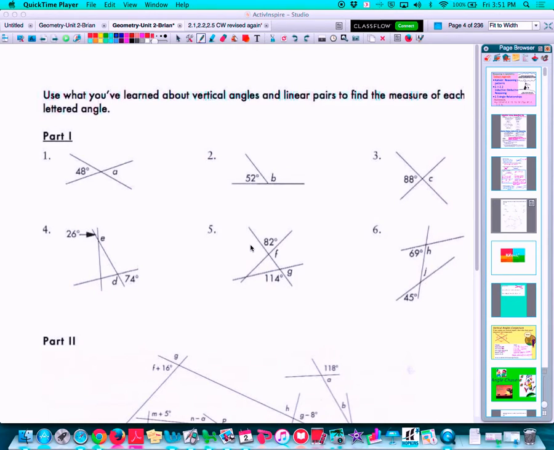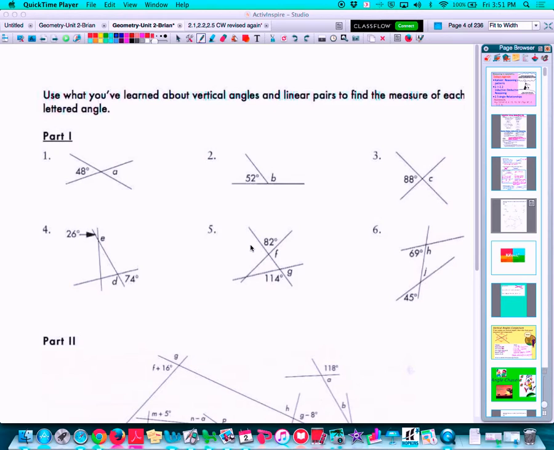Flip to the next page in your notes and you're going to see the first of what we are now going to refer to as angle chases. Ask some of the students that had geometry last year about angle chases. Some of them really loved them and some of them didn't so much. Basically, they're like little puzzles.